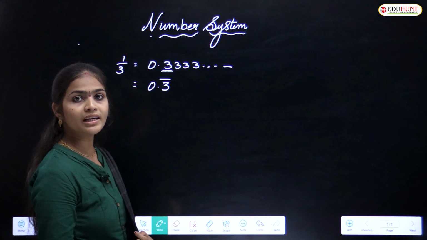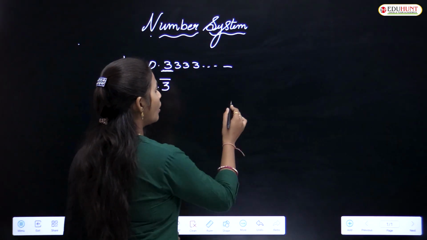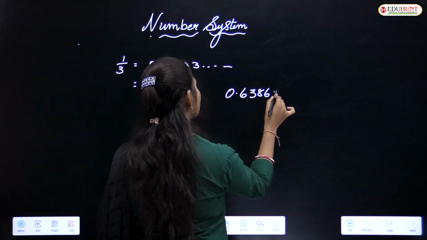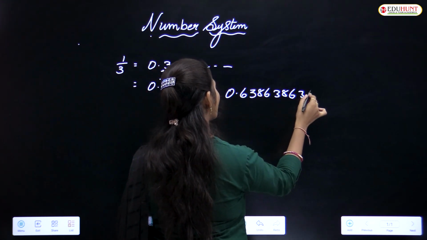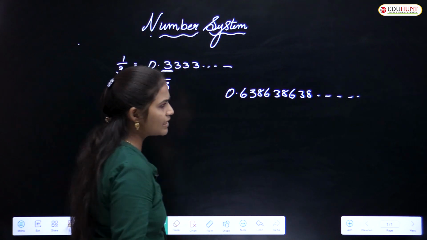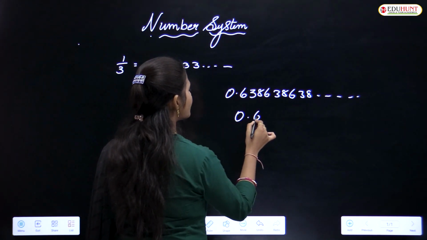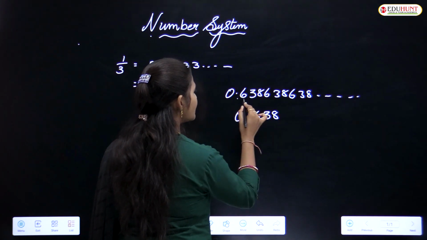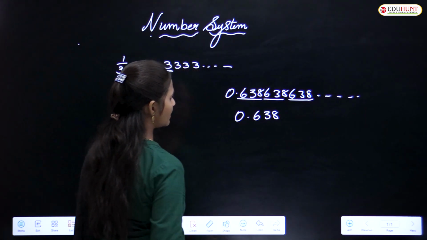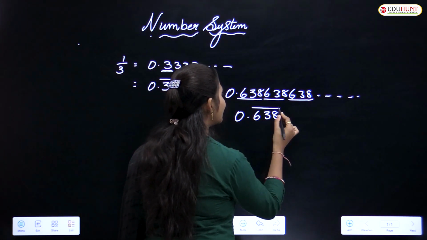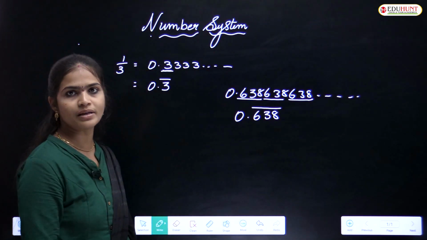We have to keep it on whichever number is in repetition. Or take 0.638, 638, 638 and so on. Like this, any one of the decimals is there. How can we express this? 0.638, 638, 638. So a 3-digit number is in repetition, no? That's why on those 3 digits we have to keep the bar symbol.